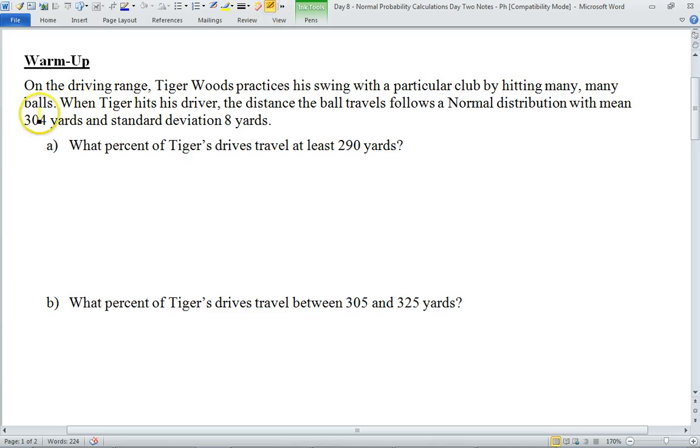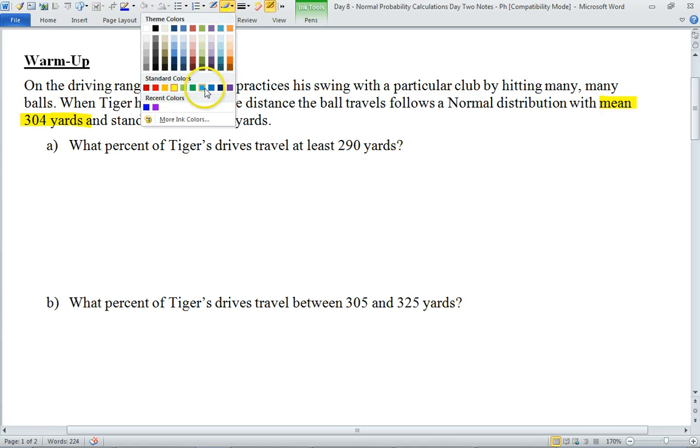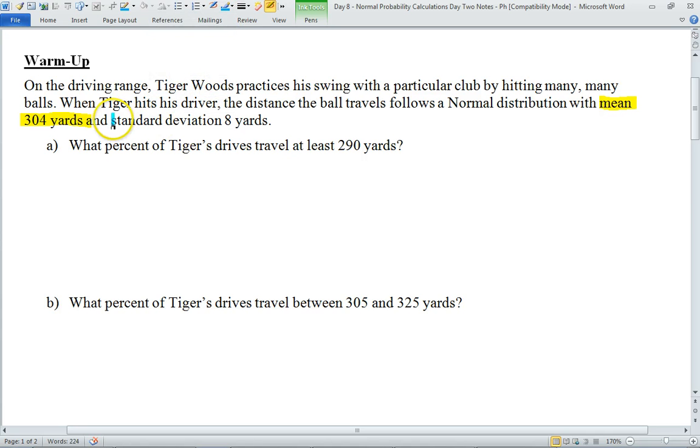Time to highlight some stuff. Okay, we have a mean of 304 yards and a standard deviation of 8 yards. Okay, mean of 304, standard deviation of 8. What percentage of Tiger's drives travel at least 290 yards?